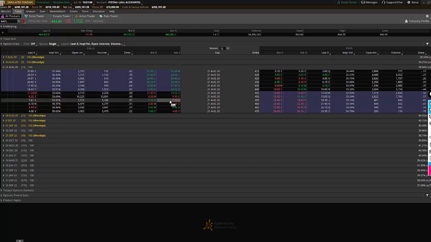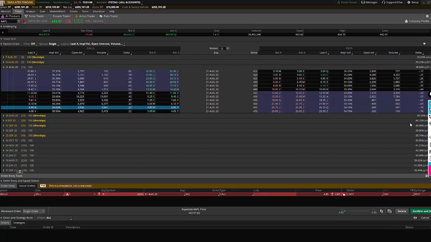And let's just for fun, look at the 455, let's look at the 460 calls. Right now, the bid is $6 bid, they are $6 bid, offered at $6.10. Okay, so first, let's do a market order.